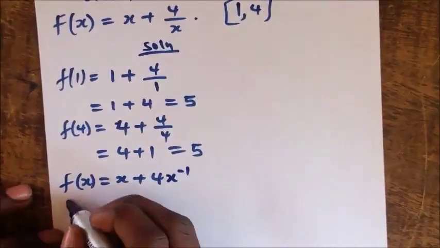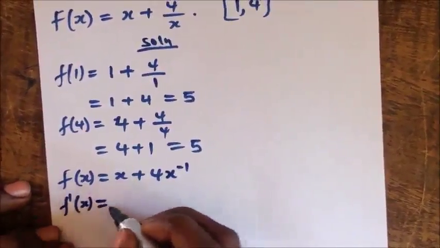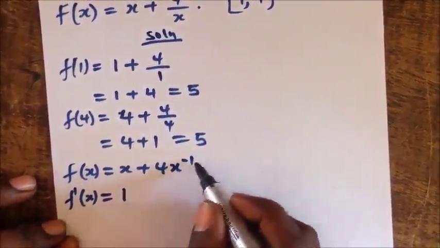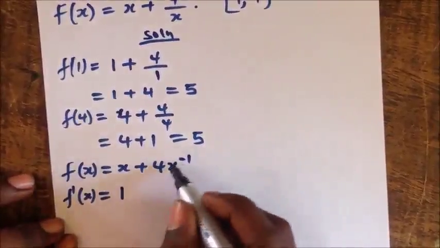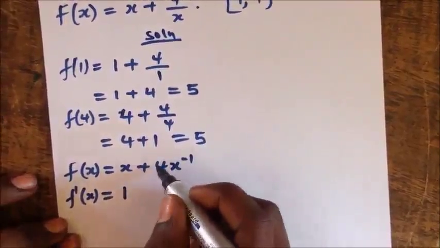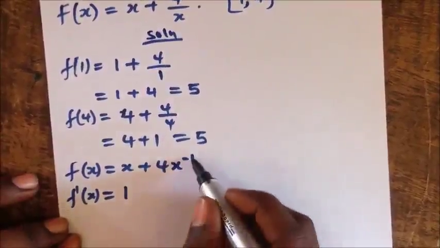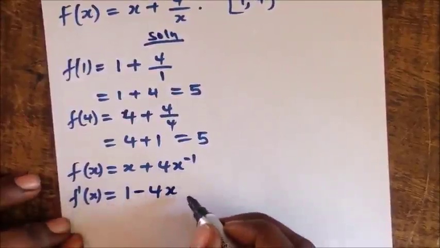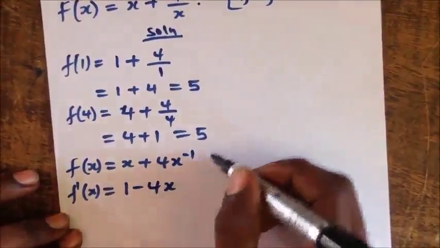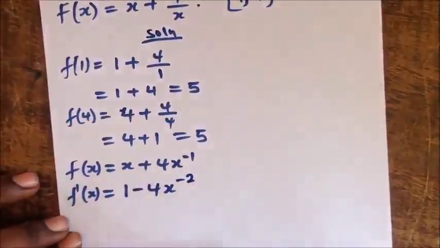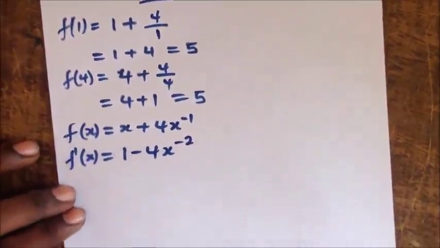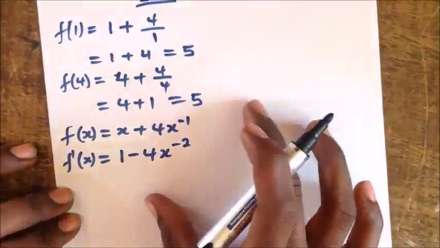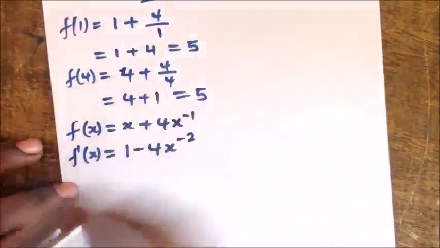So the derivative of the function, f prime of x, is equal to the derivative of x, which is 1. Then the derivative of plus 4x raised to the power minus 1. Remember, in differentiation we just multiply the power by the coefficient and reduce 1 from the power. Therefore, minus 1 times plus 4 is minus 4. Then our x: reduce 1 from the power, that is minus 1 minus 1 is equal to minus 2. Yes, the function is differentiable. So since the function is continuous on the interval 1, 4, and the function is differentiable, therefore the function satisfies the hypothesis of the mean value theorem.